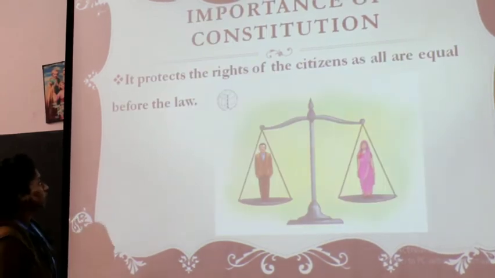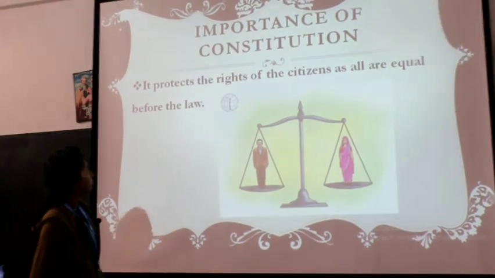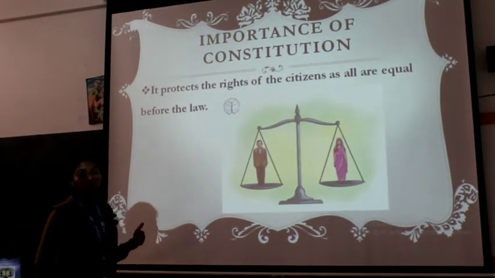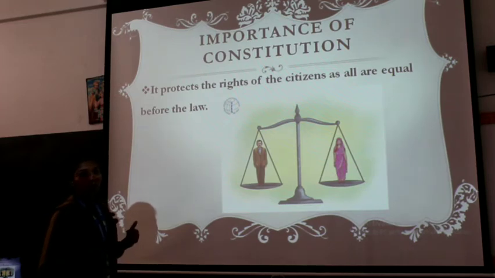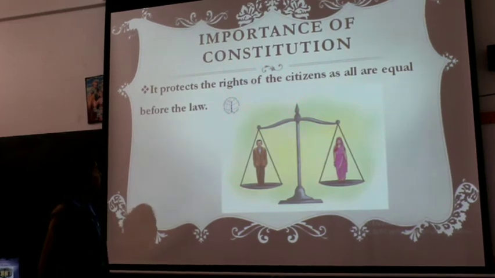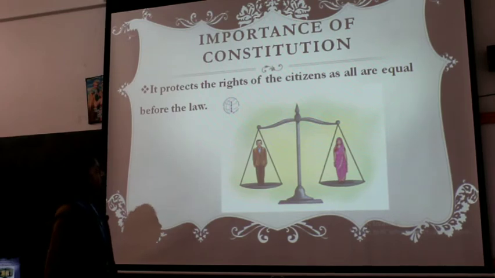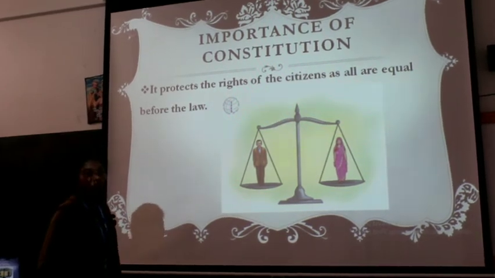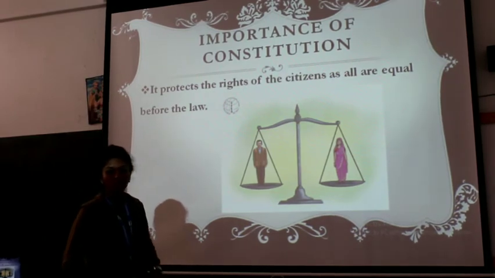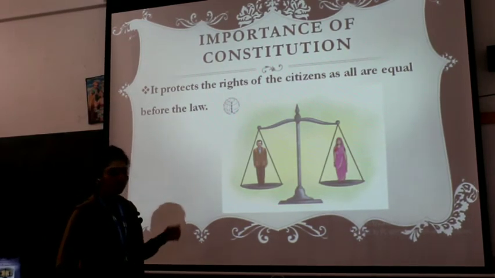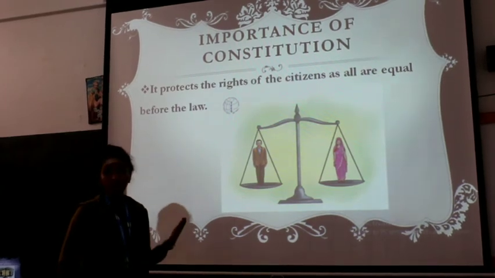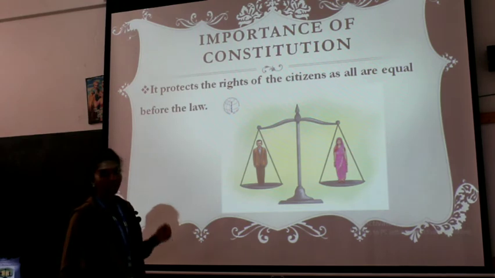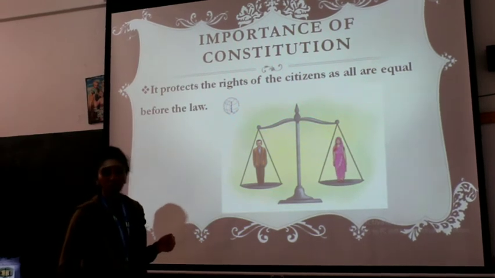Now the next thing that we are going to see is the importance of constitution. Now, why is constitution important to us? How is it important to us? Why do we require constitution? First one is it protects the rights of the citizens, as all are equal before the law. Before the law, everybody is equal. There is no discrimination. A constitution does not see your caste, it does not see your religion, it does not see your gender, it doesn't see anything, but everybody is equal in front of the law.